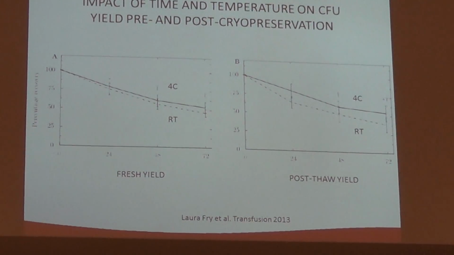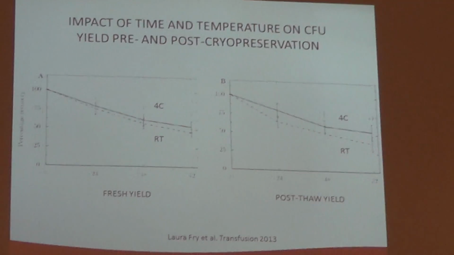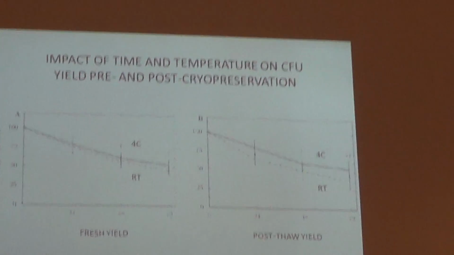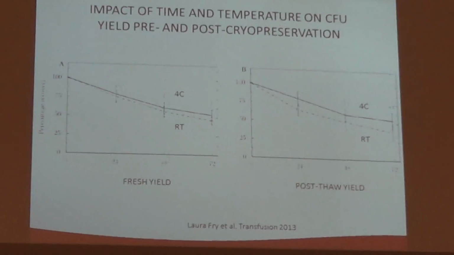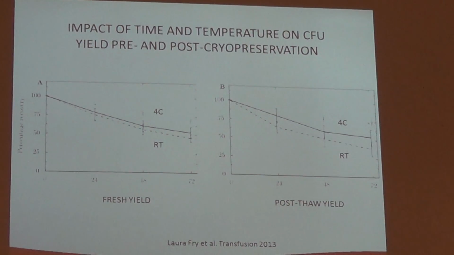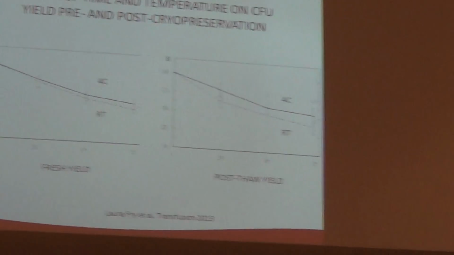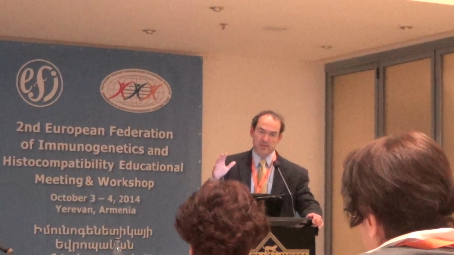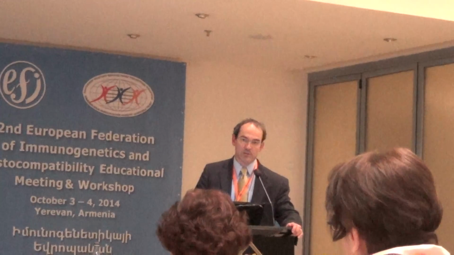Sometimes the maternities are far away from the cord bank, so it's necessary to validate methods of transportation and temperature monitoring. This publication that we did in Transfusion will show that above 24 hours from collection to store, it's better to put the samples in a refrigerator environment.